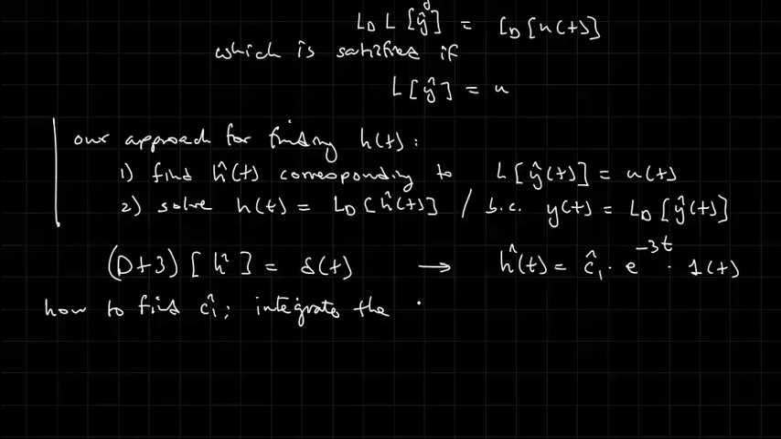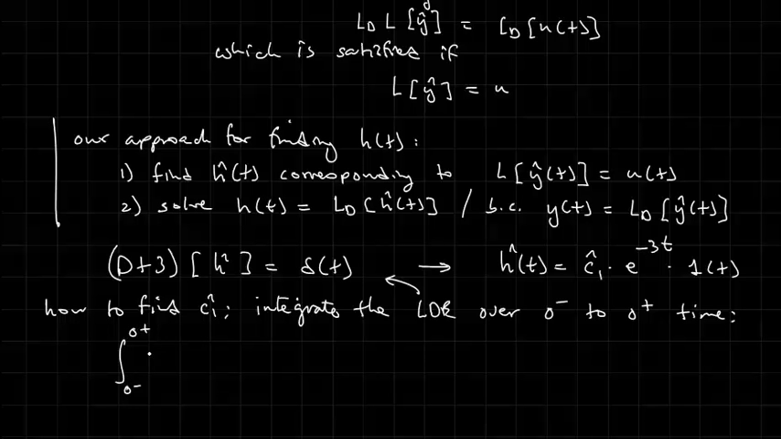Okay, integrate the LDE, this one here, over 0 minus to 0 plus time. So it'll become apparent why we do that, or why that would be useful. So we'll have h hat dot plus 3 h hat dt equal integral of the impulse function dt.